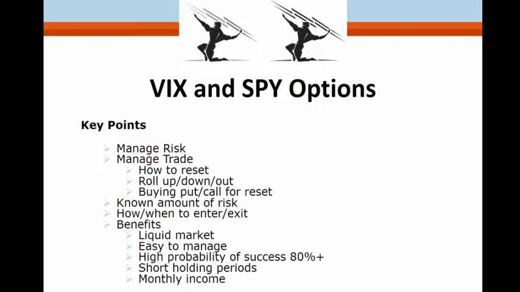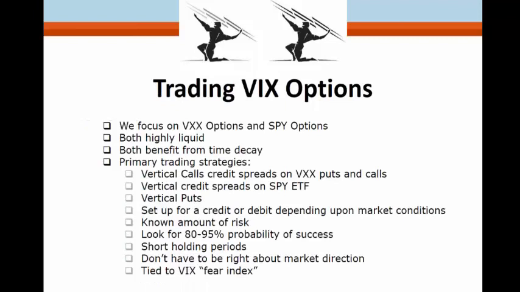So our main focus is VXX, and we do some SPY ETF option trading, but mostly the VXX. Highly liquid. They benefit from the time decay. And we do directional long trades, and also these vertical calls and spreads, the credit spreads, where you keep the credit. You become the house, and then as the spreads decay, you collect the premium. So again, we have a known amount of risk on those spreads. We always have trades in the 80-95% probability of success.